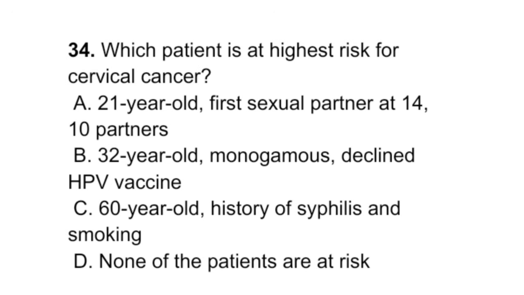A. 21-year-old, first sexual partner at 14, 10 partners. B. 32-year-old, monogamous, declined HPV vaccine. C. 60-year-old, history of syphilis and smoking. D. None of the patients are at risk.